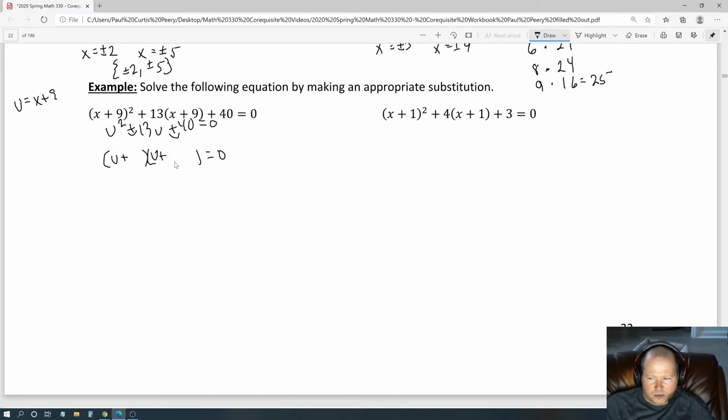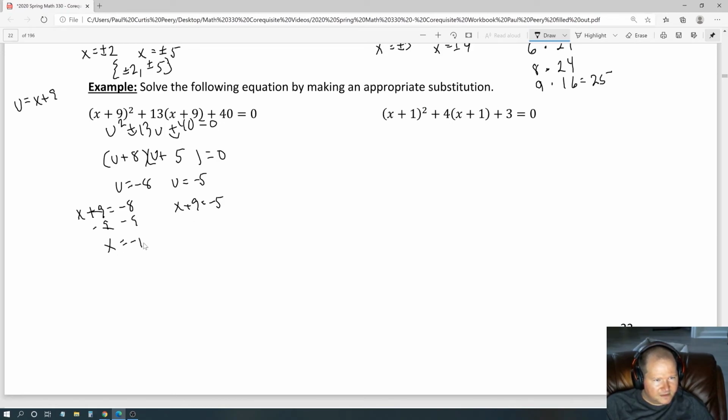Both positive. We're looking for two numbers that we can multiply together to give you a 40, that if you add together would give you a 13. So it looks like it's going to be an 8 and a 5. So we know u is equal to negative 8, and we know u is equal to negative 5. But we're not done. If we substitute at the beginning, we're going to substitute at the end. So we are going to say x plus 9 is equal to negative 8, and x plus 9 is equal to negative 5. Minus 9, cancel, cancel.